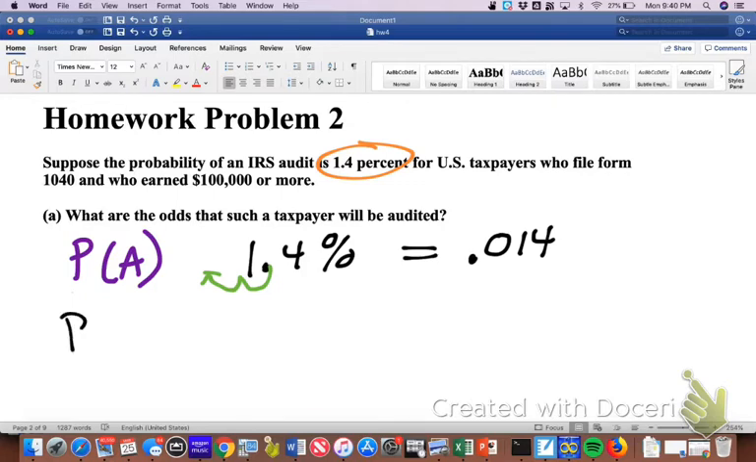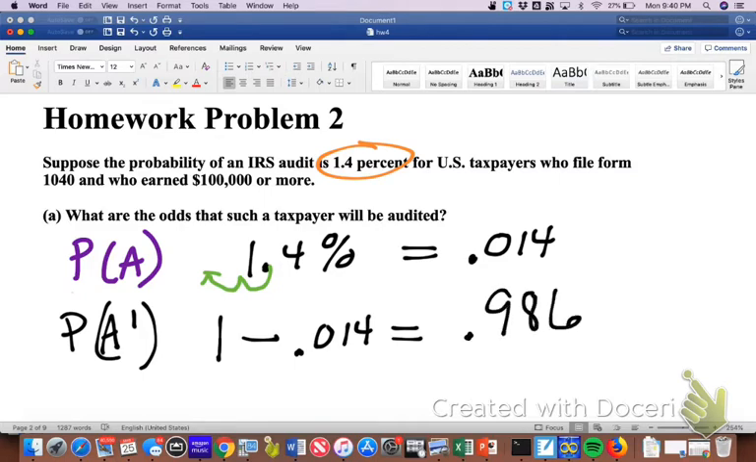0.014. The probability of not being audited, remember that little tick mark I just added there means not being audited, means that you take the whole number 1 and you subtract the probability of being audited. So the probability of not being audited would be 0.986. So we need these 2 pieces of information.